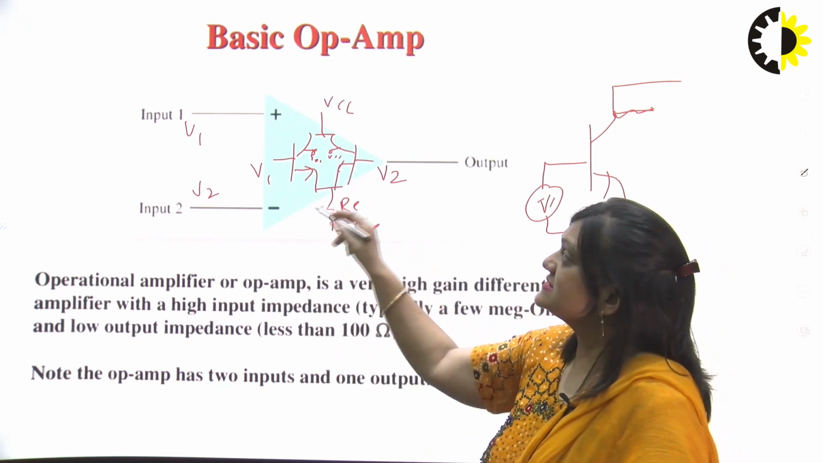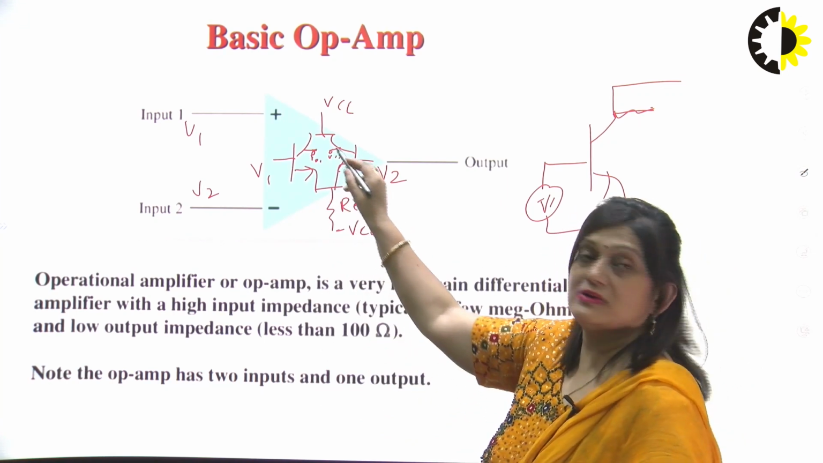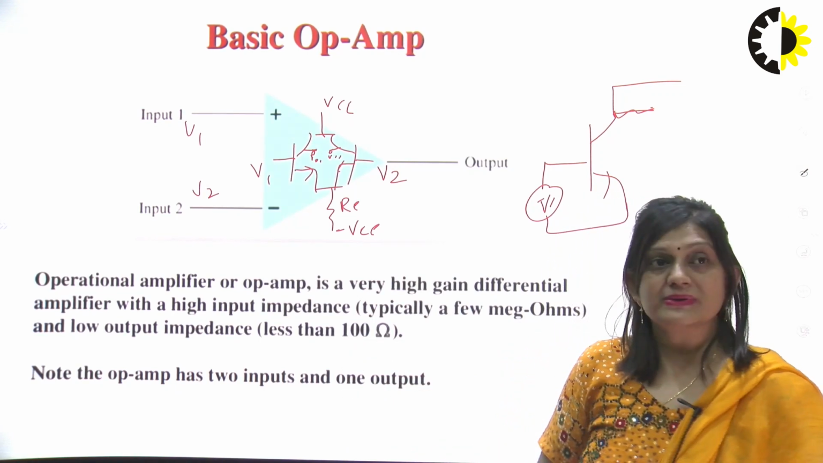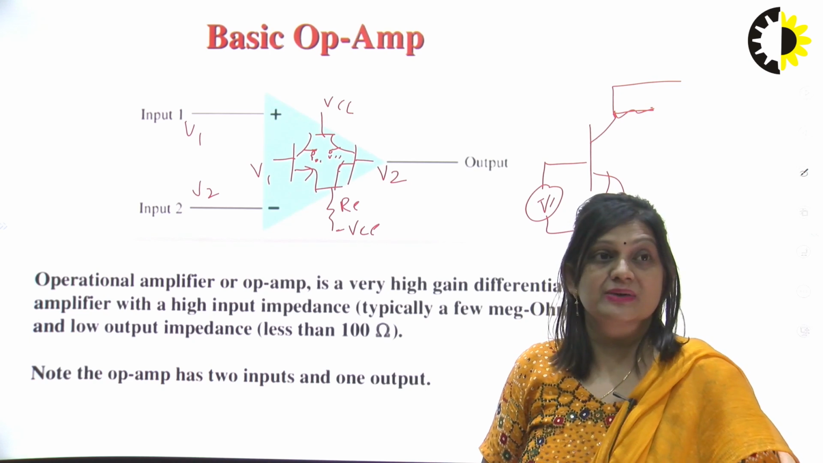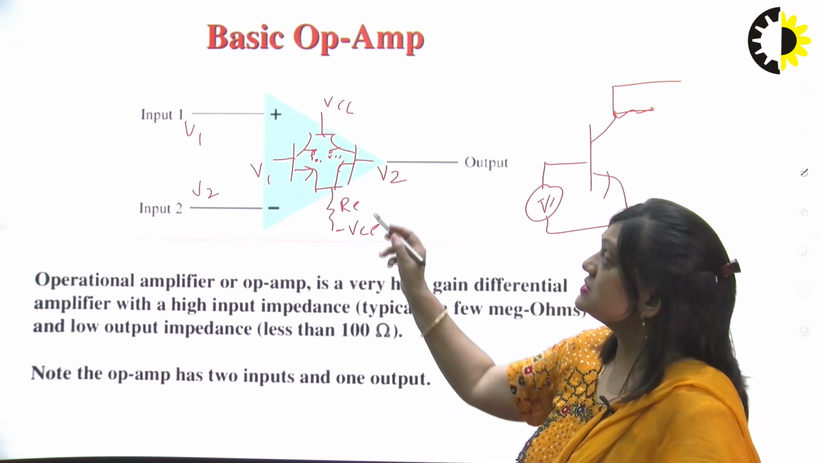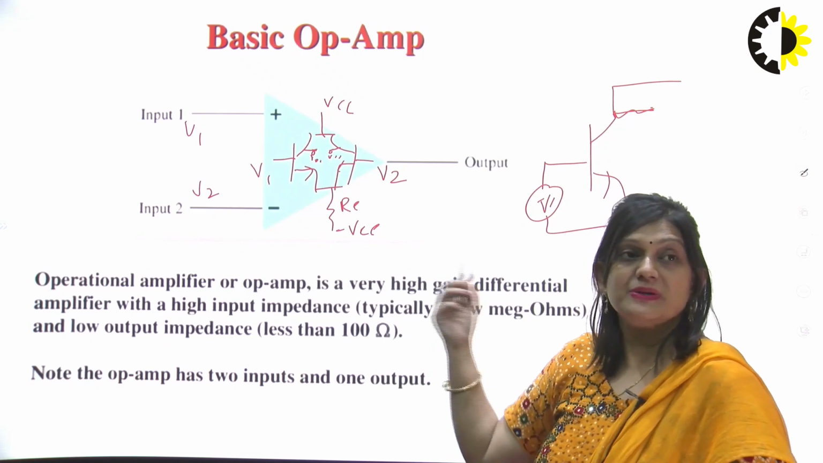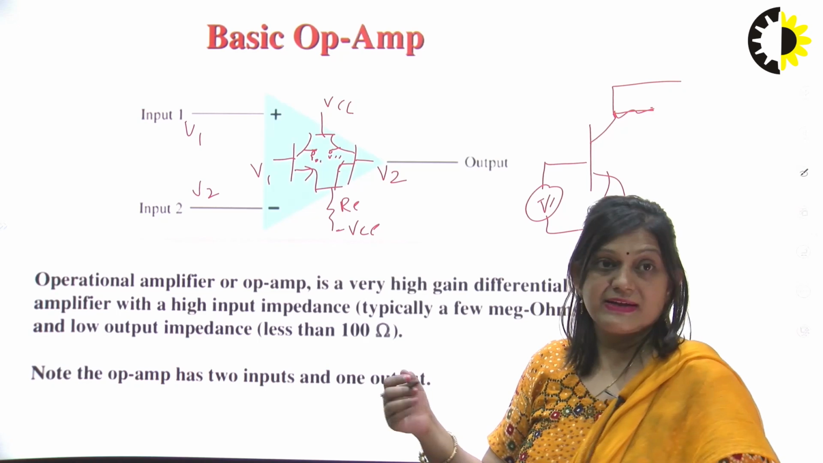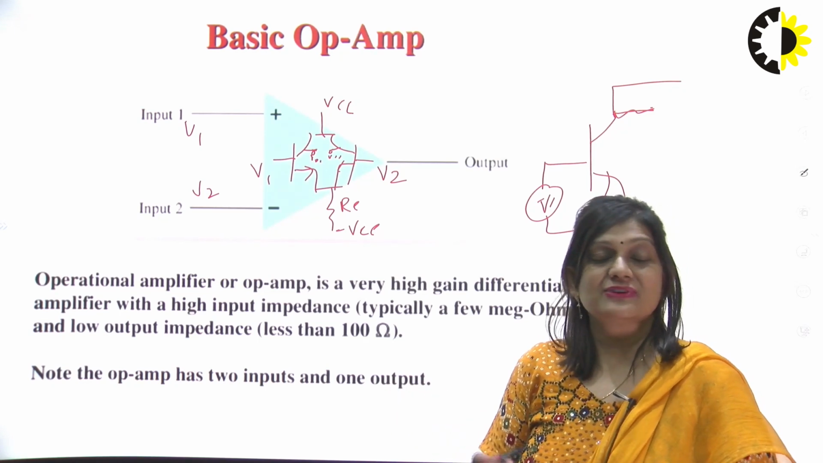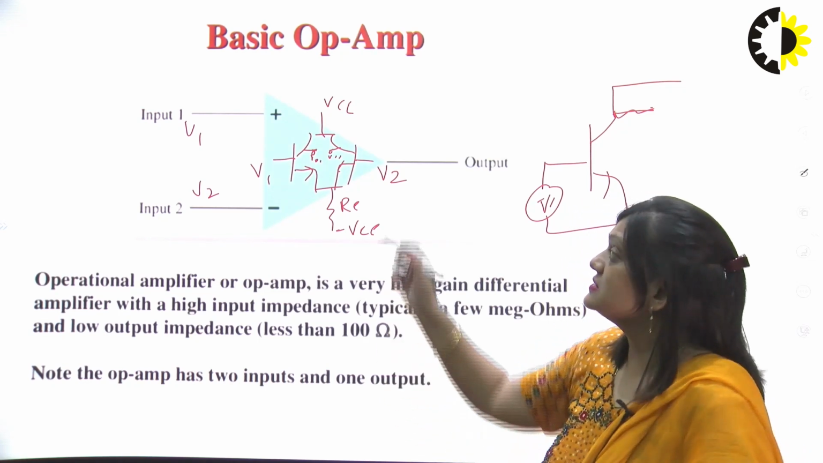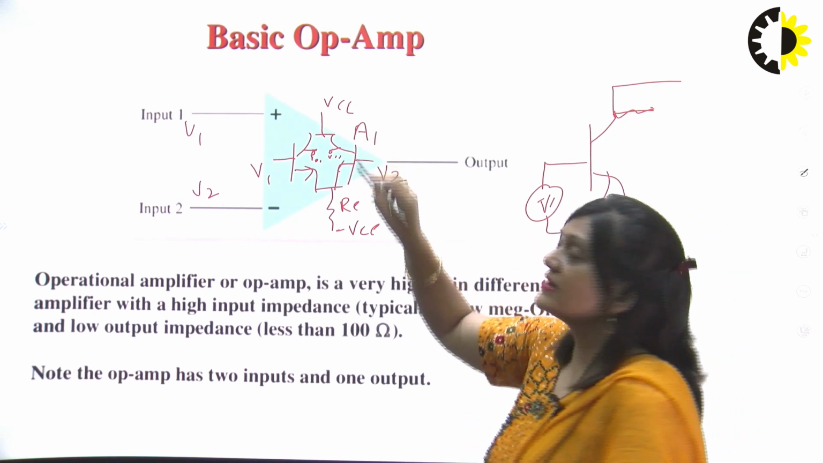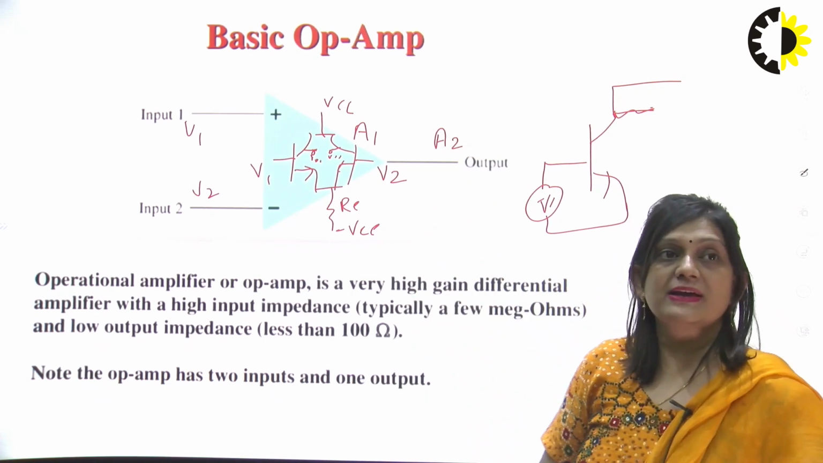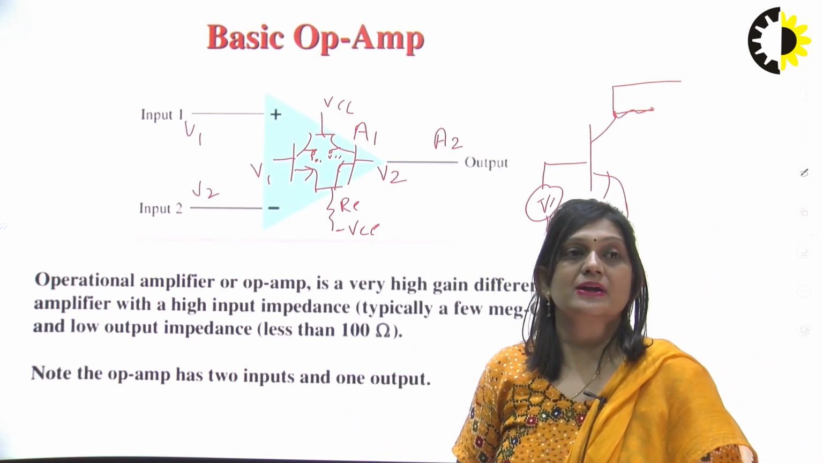So op-amp is designed by using multiple difference amplifiers. The definition of the op-amp is a high gain directly coupled difference amplifier. High gain, because the gain of this op-amp is very high in comparison to the BJT, and a number of difference amplifiers are cascaded in the op-amp. That's why it is called multi-stage. If the gain of one difference amplifier is A1 and another difference amplifier's gain is A2, the overall gain of this op-amp will be A1 multiplied by A2.